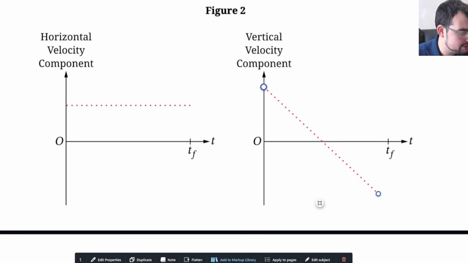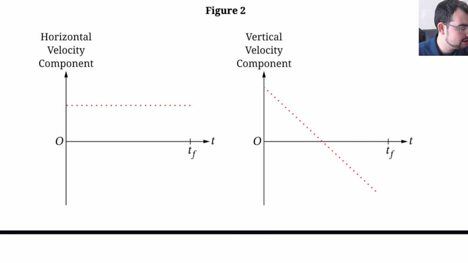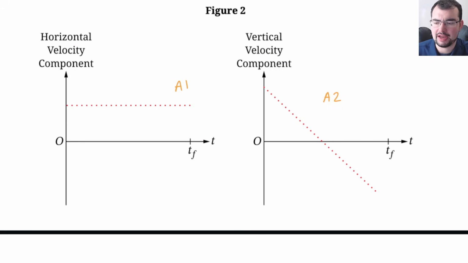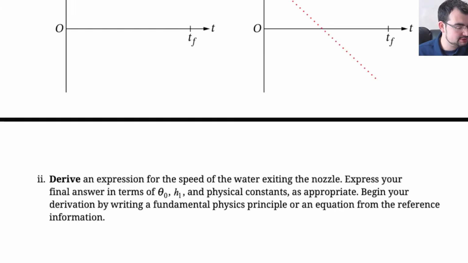Now there's no grid, so we can't really grade you on anything about values. So a flat line gets you A1 for horizontal, and a negative slope gets you the point for A2. I can't really imagine it being anything else. It has to go negative. I think we have to have a negative slope, and the line has to dip below the axis.